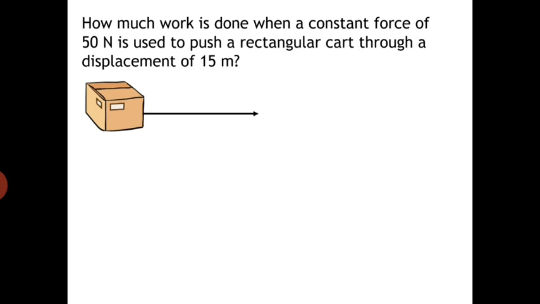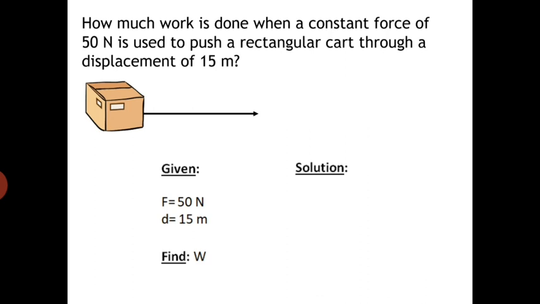So let's proceed to solving the problem. Given, let's identify the given. First one, we are given a force of 50 newtons. Remember, in putting the given, please indicate the physical quantity as well as the magnitude with units. Second given, we have the displacement of 15 meters. After that is the find. What is asked in the problem? It's how much work is done. So we have W.